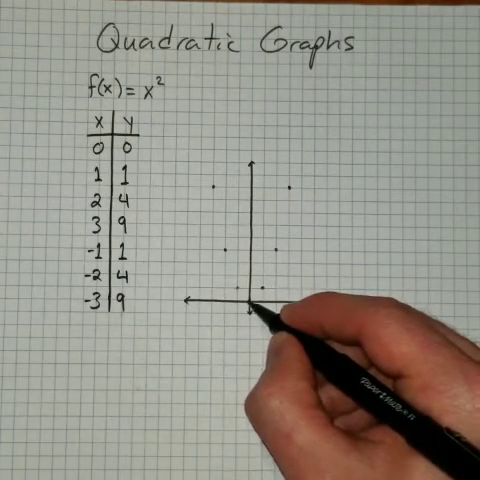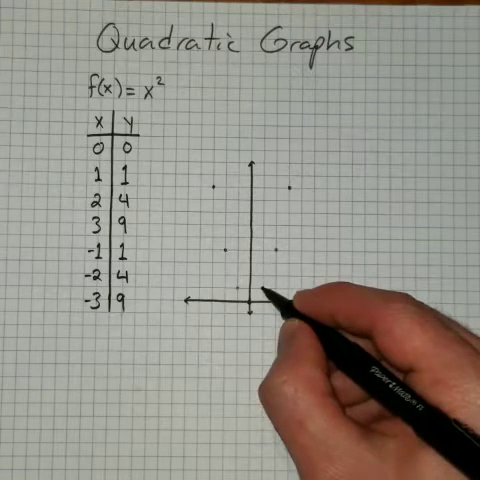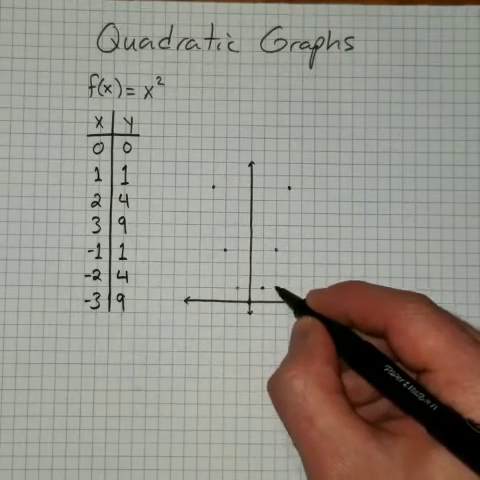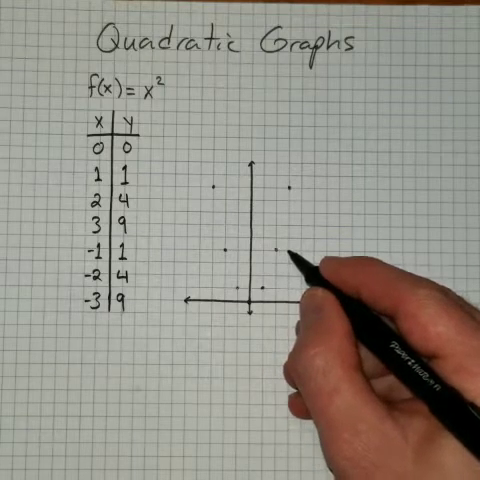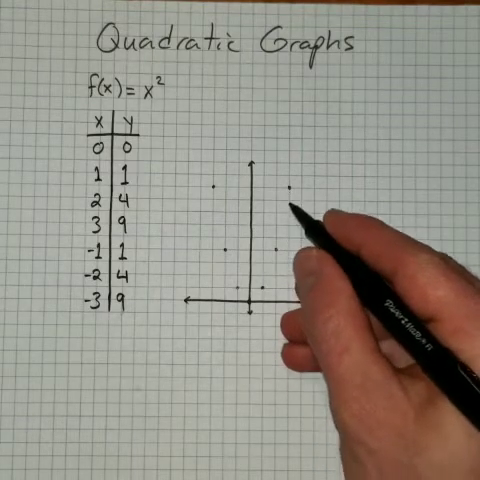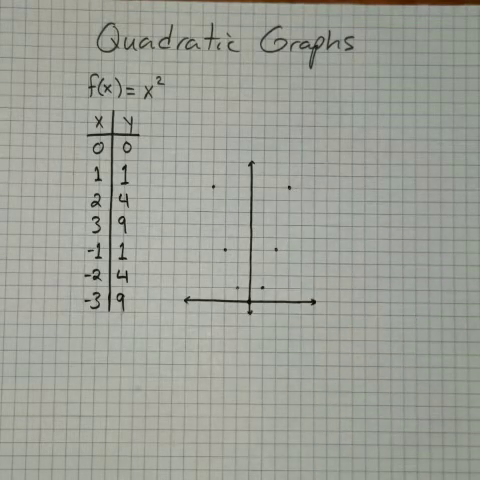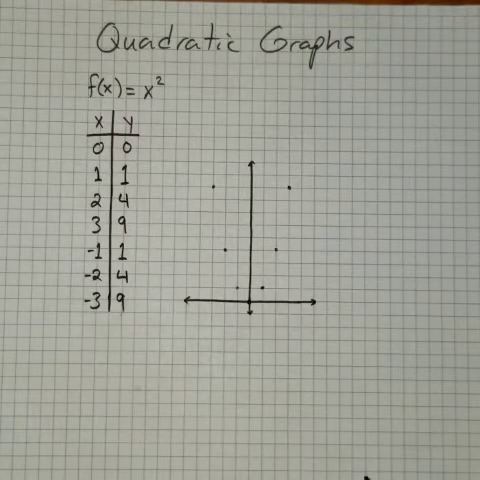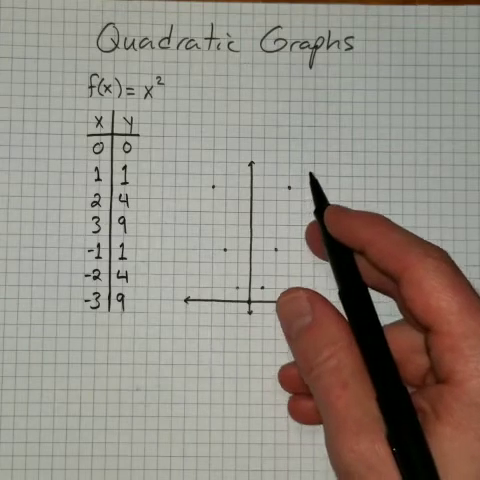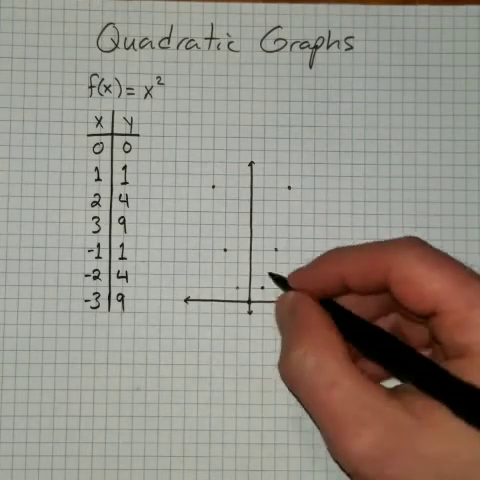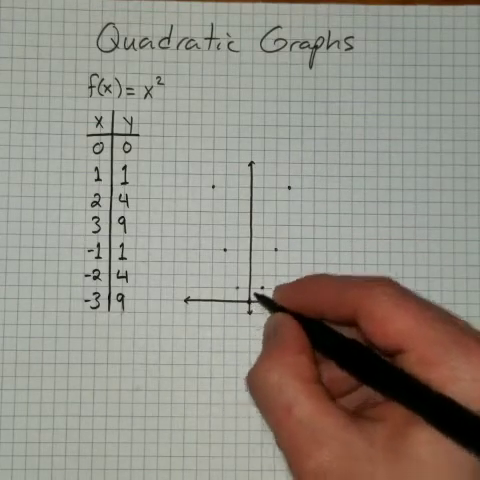So from 0 to 1, the rise is 1. But from 1 to 2, the rise is 3. And from 2 to 3, the rise is 1, 2, 3, 4, 5. And so the increase is changing. This can't be linear because the rate of change is changing. So instead it's going to be a curve. And so we're going to start at 0, 0.